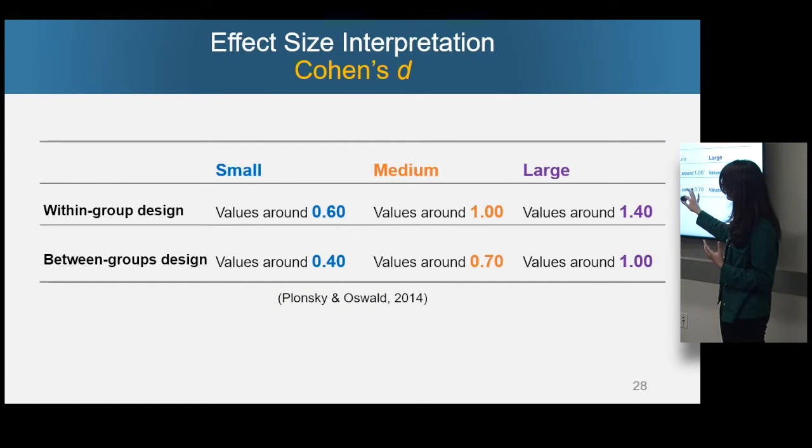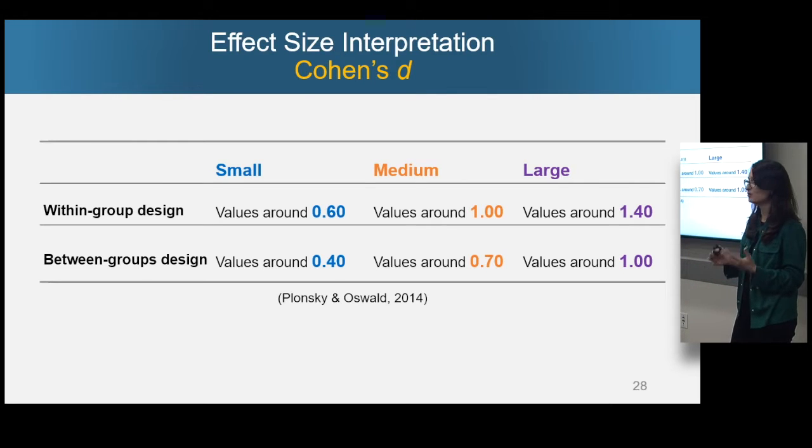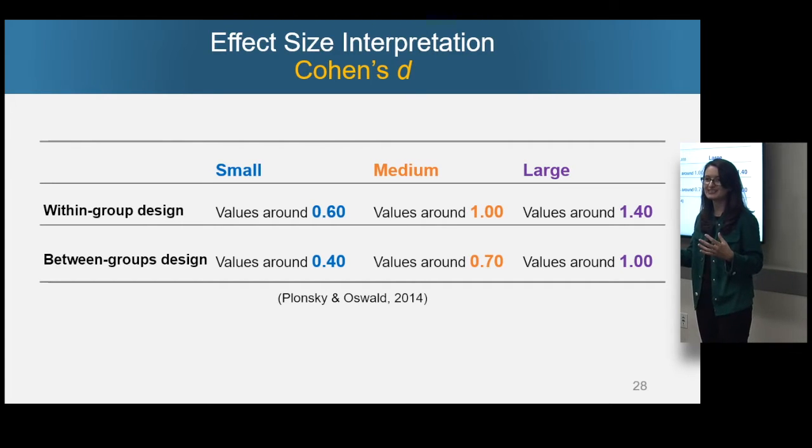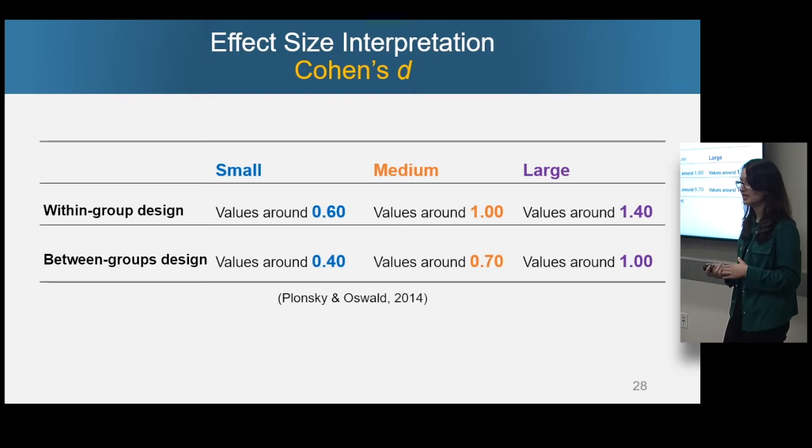So we use these benchmarks that are specific to the L2 research domain. And as you can see, the interpretations are different, right, for within group designs and between groups designs. And why is that? Because within group designs tend to produce larger effects, because as a result of instruction, you expect that learners will learn something, right? So that is why within group designs produce larger effects, and that's why you see different interpretations.